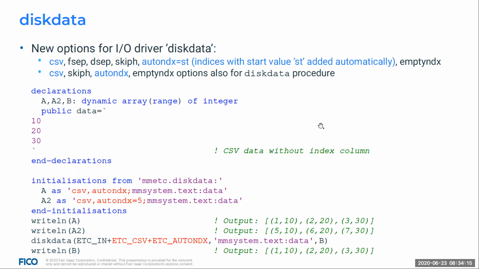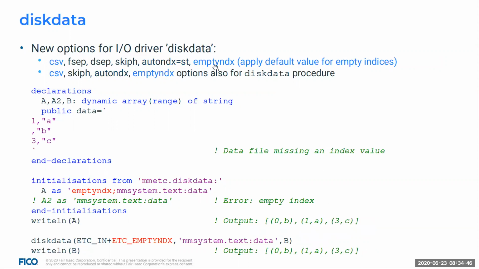Auto-indexation means my data file only contains values, and the Mosel model doesn't have the indices either. But I'm saying, while I'm reading, I would like to generate indices, and I can specify the start value. The default start value will be applied here as being 1. Otherwise, here I'm fixing 5. So here the start value is 5.